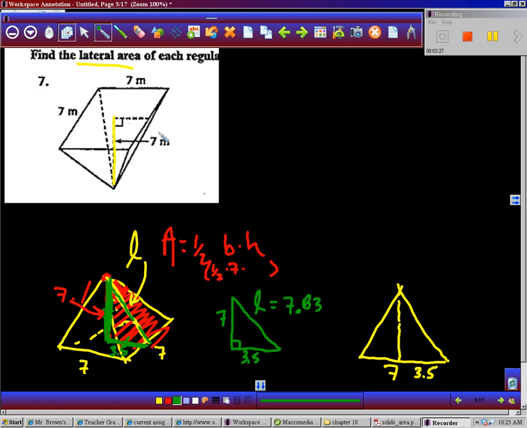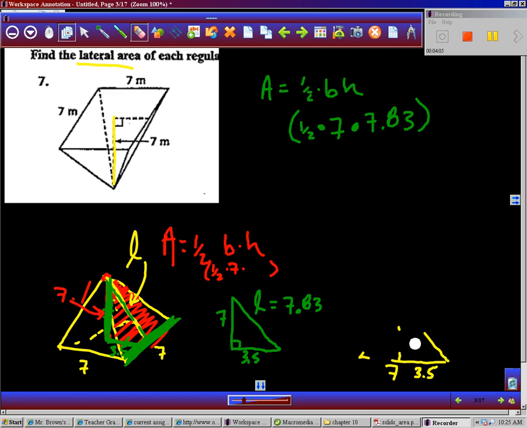So now I go back up here, and I say, hey, for one of my triangles, 1/2 of base times height. What is my base? 7. What is my height? 7.83, right? If you're not concentrating, it's going to feel like you're going all over the board on this. Okay? Let me show you again what we just did.